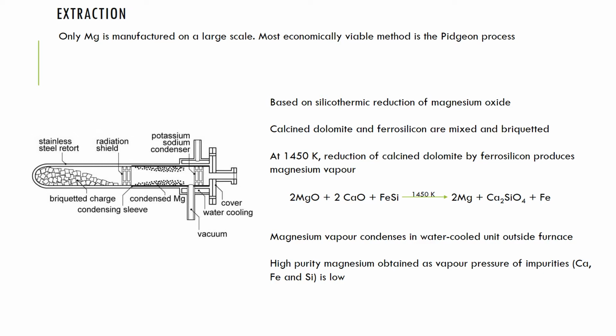The magnesium and calcium carbonate are reduced to form magnesium oxide and calcium oxide, and they react with the ferrosilicon compound, and a product of that reaction is pure magnesium. And what happens then is that vaporized magnesium is water cooled, and you yield very pure magnesium. And the reason why the magnesium is so pure is because the vapor that comes off of that has a very low concentration of the other elements found in that reaction, such as calcium, iron, and silicon.